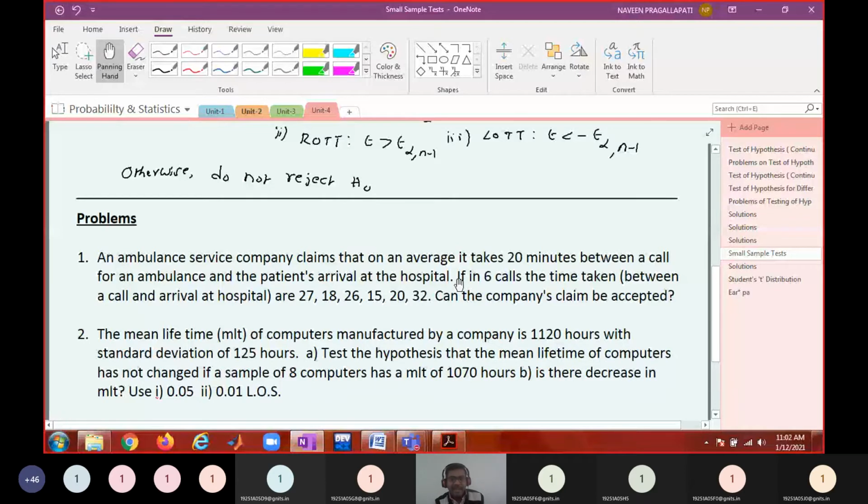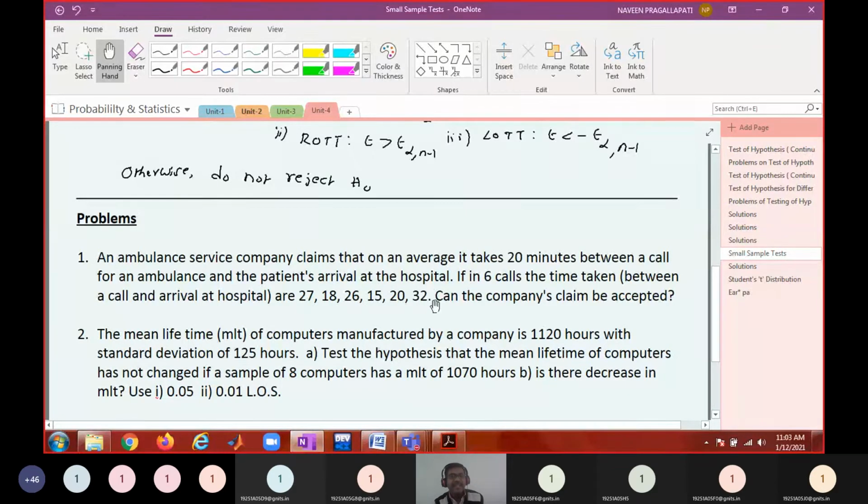If in 6 calls the times taken between a call and the arrival at hospital are 27 minutes, 18 minutes, 26 minutes, 15 minutes, 20 minutes and 32 minutes, can the company's claim be accepted? These are the sample observations from 6 patients who arrived at the hospital after calling the ambulance service. Using this data, we are going to test whether the company's claim can be accepted or not.